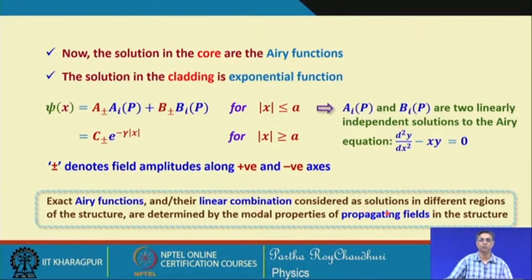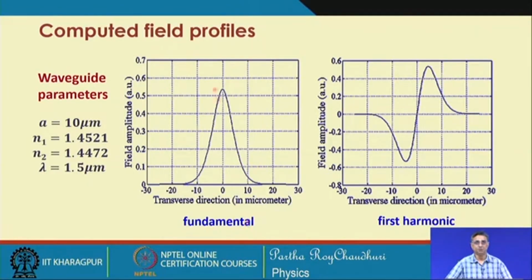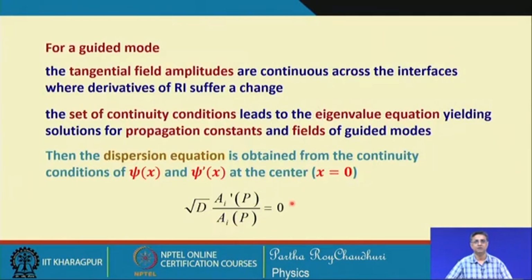Then we will have to use the continuity condition at the interfaces, and the continuity condition will come out to be like this: under root d, Ai dash, the derivative of this, divided by this, equal to 0. Then we will get the dispersion equation here. If you now plot this, we can identify the various order modes of the structure.